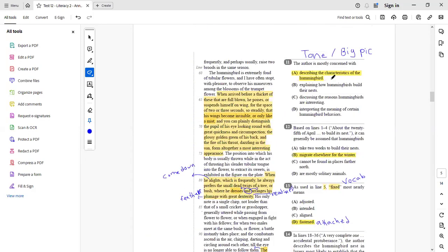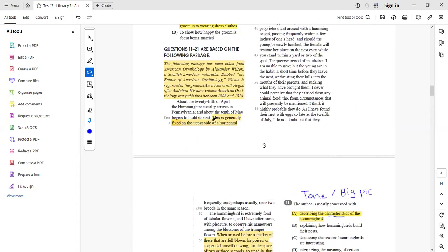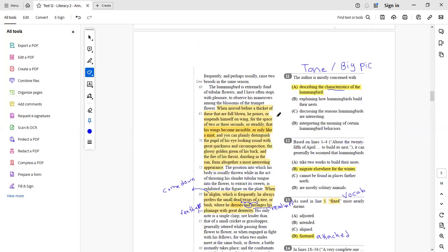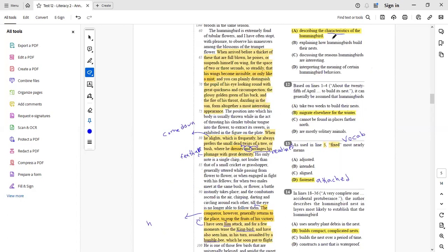Let's see the answer. Describing the characteristics of the hummingbird, yes. You do care about the hummingbird, and they start describing it, even his arrival to this place, his giving birth, his young, even his description, what he likes. He talked about characteristics. Explaining how hummingbirds build their nest, mentioned. It was mentioned at first that it builds its nest, but what followed after that was the characteristics; the nest building is specific, while the characteristic is general, and he was talking about general characteristics, not only building a nest.